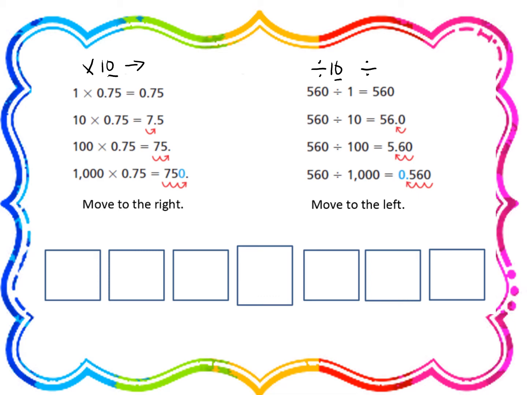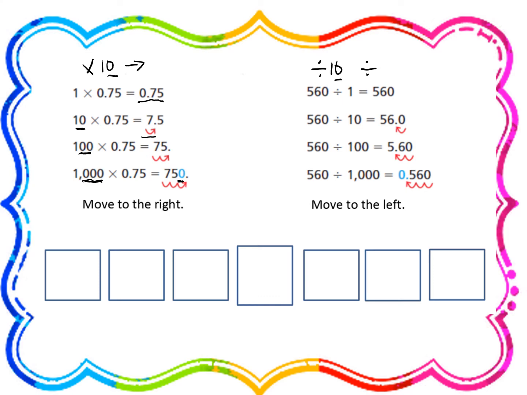Okay? So if I multiply 1 times 75 hundredths, the number doesn't change. If I multiply by 10, the decimal moves one place to the right. If I multiply by 100, the decimal moves 2 places to the right. I multiply by 1,000, the decimal moves 3 places to the right. Now notice here, I had to make room for a 0. And then we divided by 10.